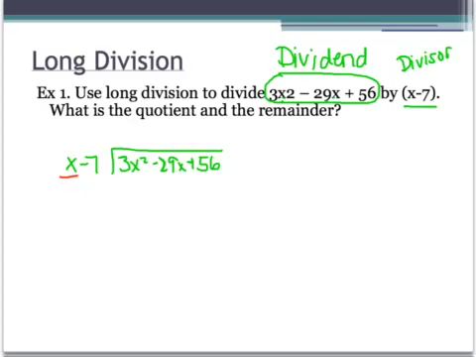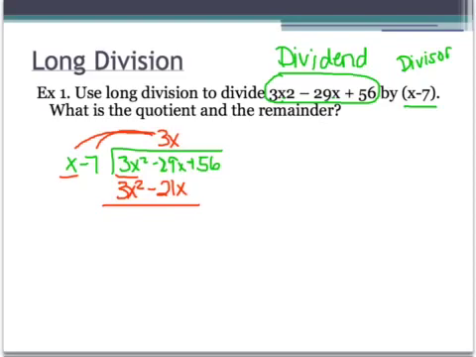And I look, how many times does x go into 3x squared? Or you can think of it as what times x gives me 3x squared? And that's going to be a 3x. I wrote the 3x above the 29x because I want to keep my like terms in the same vertical column. So I take 3x then times x, and we get 3x squared. 3x times negative 7 is minus 21x.